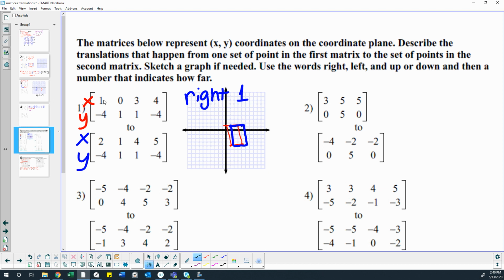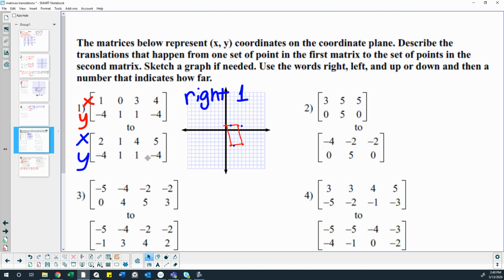All right, so let's start with this matrix 1, 0, 3, 4, negative 4, 1, 1, negative 4. And it changes this coefficient matrix where these values represent x's and these represent y's. So we have the point 1, negative 4, which I've sketched here. I'm going to go ahead and delete out this other graph for now just so we can see at first what's happening.